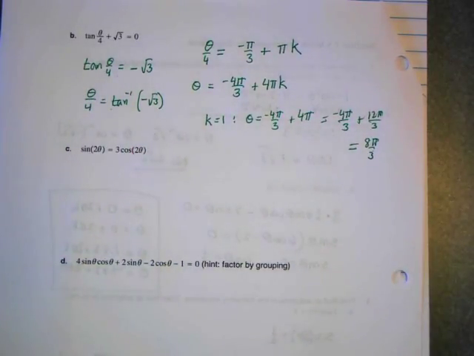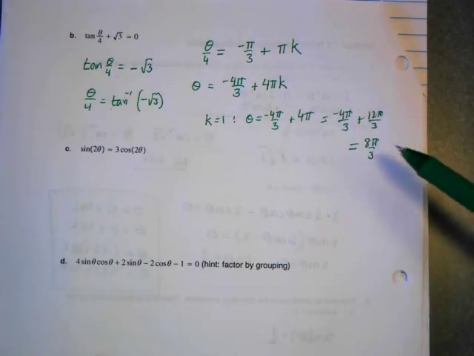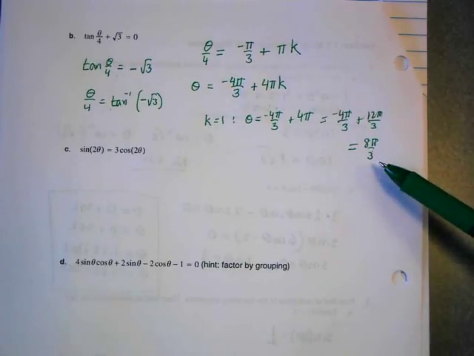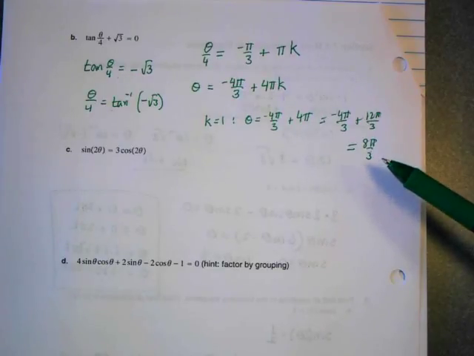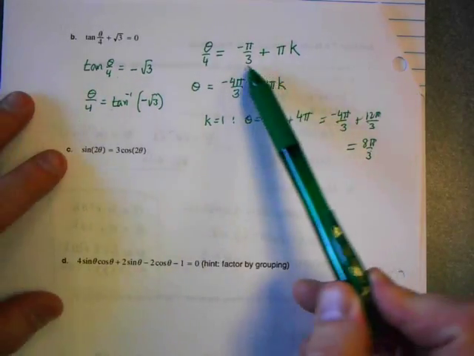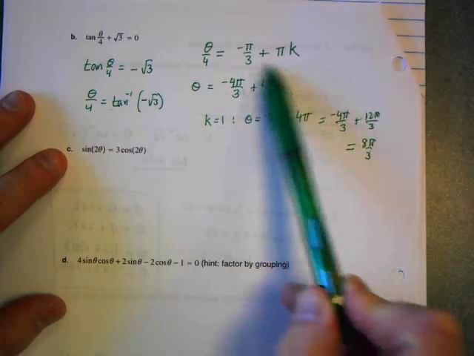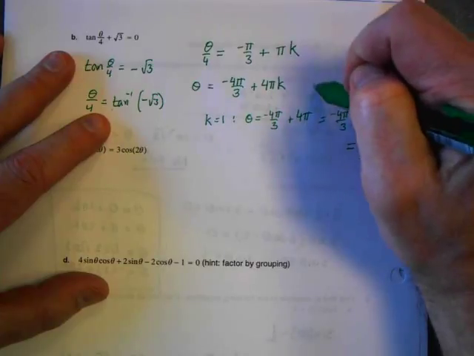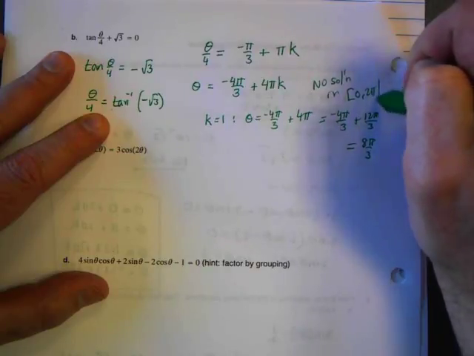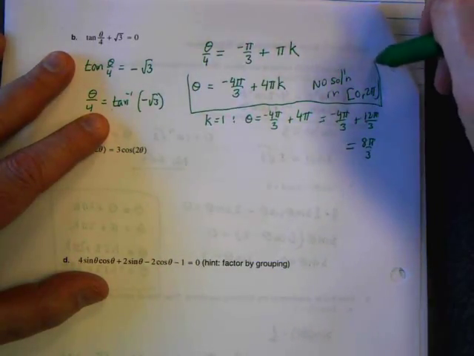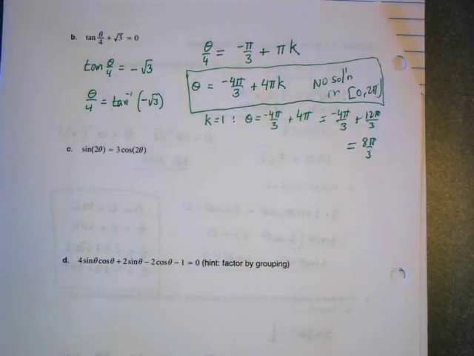Is that between 0 and 2 pi? No. Larger. It's larger because 2 pi would be 6 pi over 3. So this is actually larger than 2 pi. So there are no solutions between 0 and 2 pi. There are still an infinite number of solutions to the original problem, but this one has no solution in the interval 0 to 2 pi. And that can happen. It can happen that the equation has answers, just not between 0 and 2 pi.